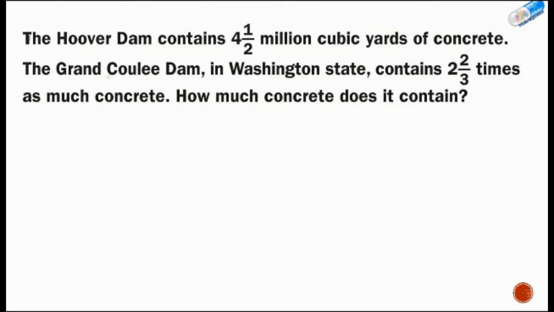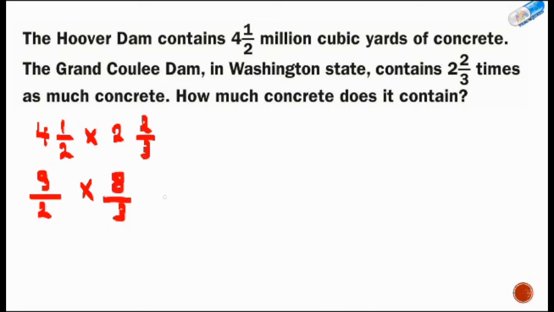Last example. The Hoover Dam contains 4.5 million cubic yards of concrete. The Grand Coulee Dam in Washington State contains 2 2/3 times as much concrete. How much concrete does it contain? So this means we're going to multiply 4.5 by 2 and 2/3. So you have two mixed numbers, you want to multiply them. So we will rewrite them as improper fractions first. This one will be 4 times 2, 8. 8 plus 1 is 9 over 2. Multiplied by this mixed number, 2 times 3, 6. 6 plus 2, 8 over 3.